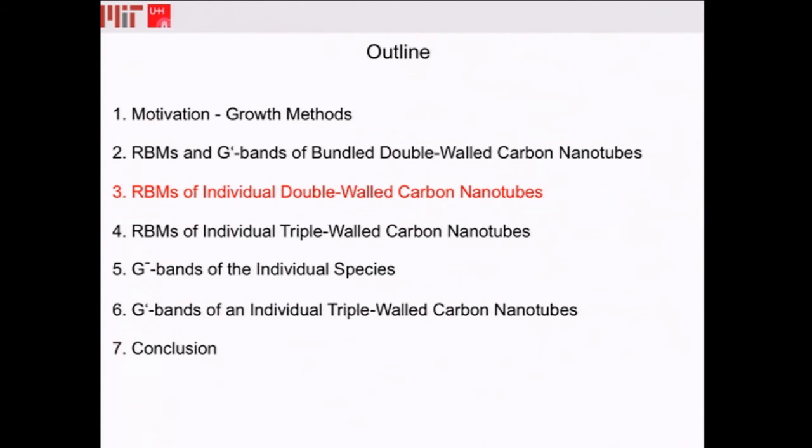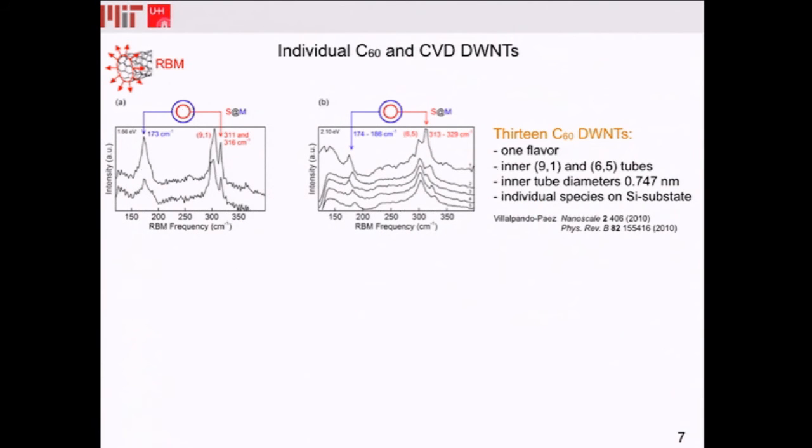Okay, so going to the next topic, we are going to talk about individual double-walled carbon nanotubes. There was work done in 2010 by Villalba-Baez. He found 13 individual PPP-derived double-walled carbon nanotubes, and it is very interesting that all these individual double-walled carbon nanotubes have the same flavor, and even the inner tubes are nearly the same.